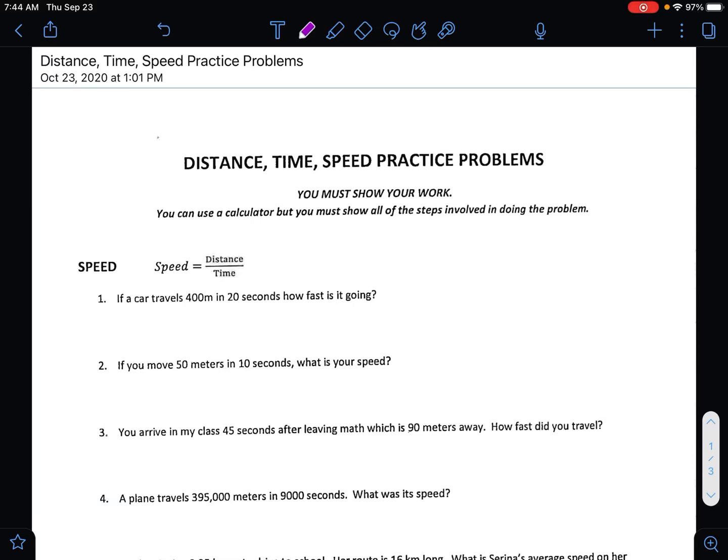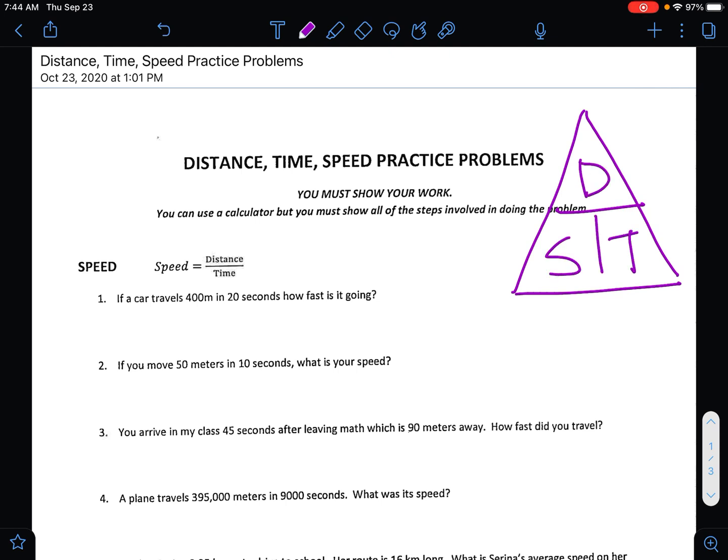All right, time to do some distance, time, and speed practice problems. We have practiced just speed in the past, so now it is time to practice the other rate problems. So we're going to start out by drawing that triangle so that we can visualize what it is we're trying to find. I'm going to do a few problems with you from each category.